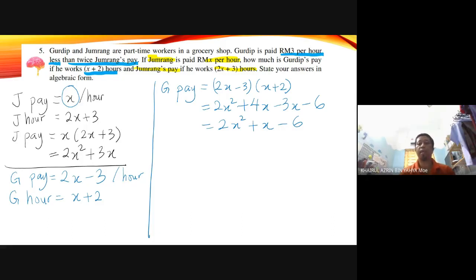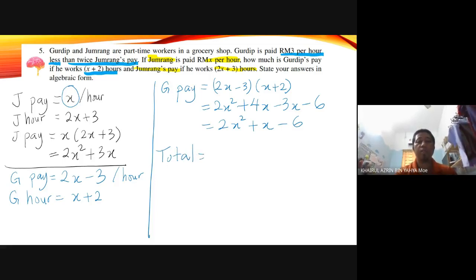Okay, next, state your answers in algebraic form. So this is question number 5. Question number 5 asks you to find the total payment for Jumrang and Gurdip, the total payment for both of them. So to get the total payment, Jumrang's pay is 2x squared plus 3x, plus Gurdip's pay, 2x squared plus x minus 6.